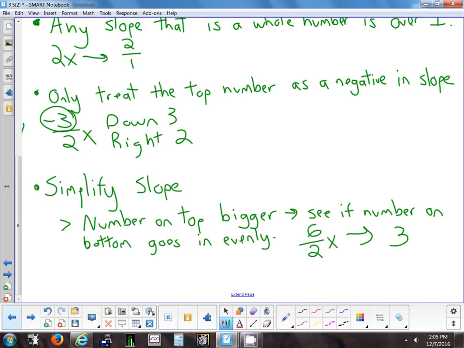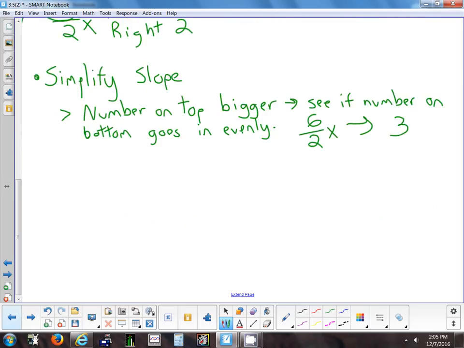All right, so that's one thing you got to remember when you're simplifying slope. Number on the top is bigger. If the number on top is bigger, see if the number on the bottom goes in evenly.